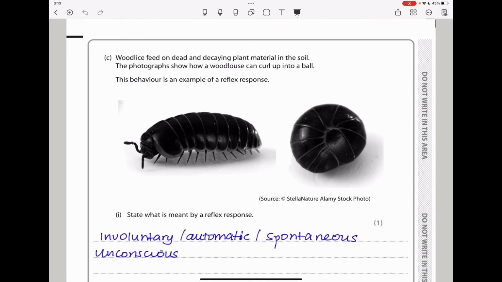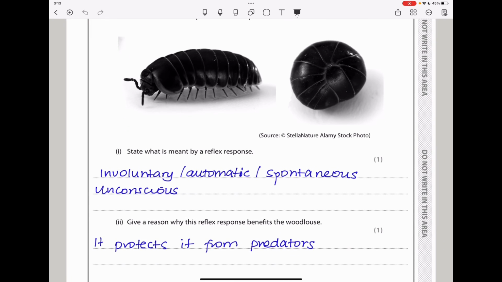Woodlice feed on dead and decaying plant material in the soil. The photographs show how a woodlouse can curl up into a ball. This behavior is an example of a reflex response. So we can see this uncurled and when it's curled. State what is meant by a reflex response. A reflex response is an involuntary response, could be an automatic response, spontaneous, unconscious, but I prefer you say involuntary.